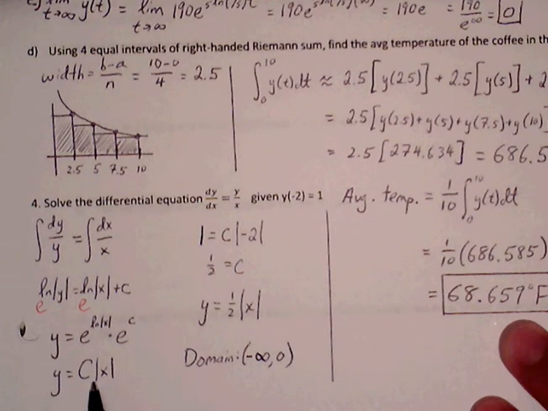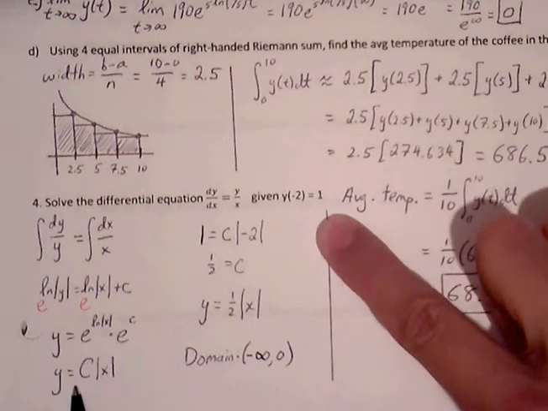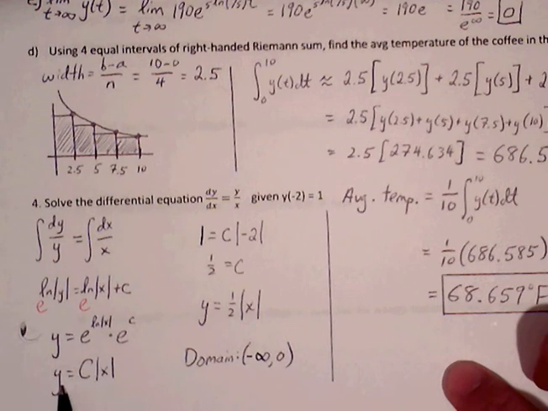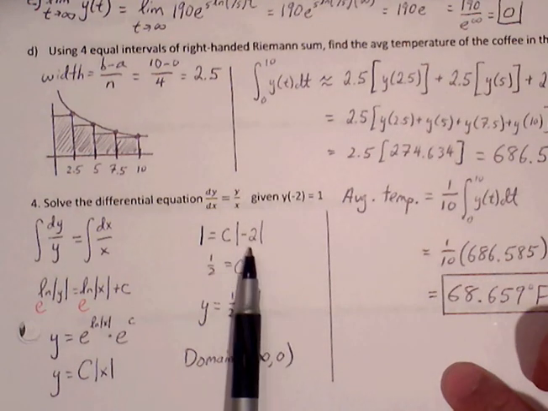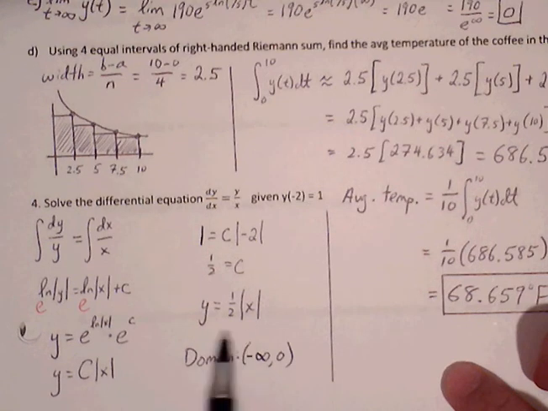And then we can plug in the ordered pair negative 2, 1 to find the constant. So 1 plugs in for y, negative 2 plugs in for x. Absolute value of negative 2 is positive 2. So c is simply equal to 1/2. So our specific equation is y is equal to 1/2 absolute value of x.